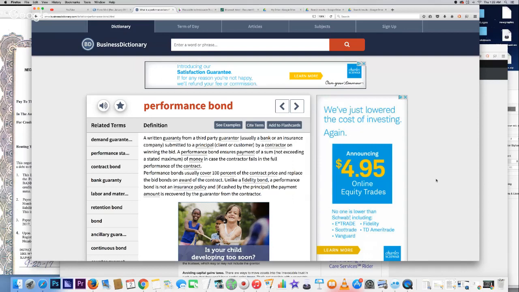A performance bond assures payment of the sum not exceeding the stated minimum of money in case the contract fails in the full performance of the contract. That's how they're talking about promissory notes. A promissory note is a performance bond. Why is it a performance bond? And who makes it a performance bond?